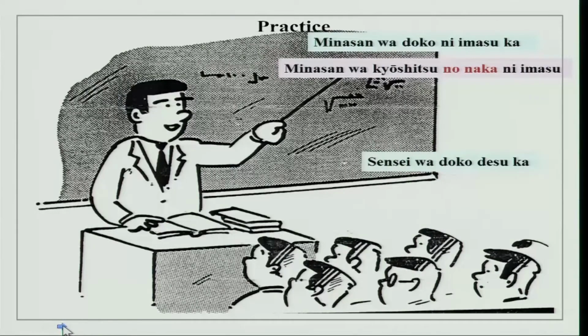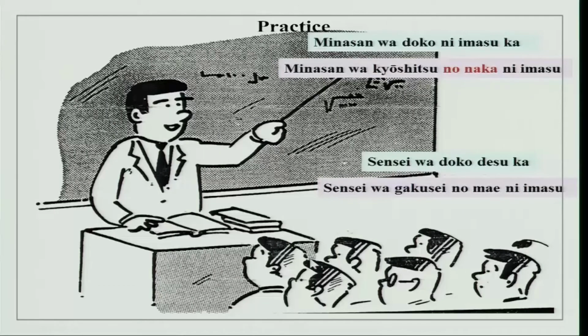Sensei wa doko desu ka? So, instead of saying doko ni imasu ka, you can ask a direct question. Sensei wa doko desu ka? Sensei wa gakusei no mae ni imasu. So, sensei is in front of the students. Sensei wa gakusei no mae, in front of them, ni imasu.